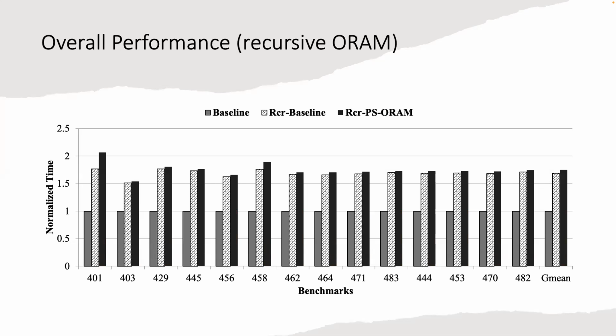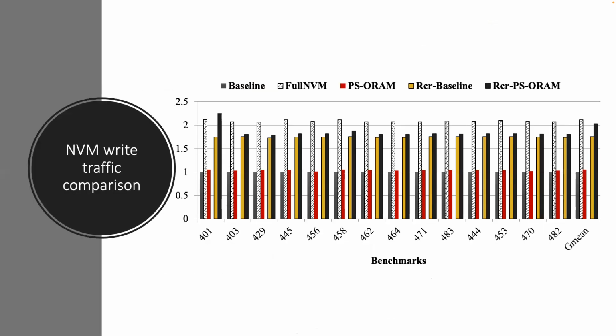We also implement and evaluate the recursive ORAM design options, and recursive ORAM is intrinsically more expensive. Here, the first line, the baseline, represents non-recursive ORAM. So it is intrinsically more expensive, and by adding the crash consistency support, we only introduce 3.65% performance overhead. The additional write traffic of PS-ORAM comes from the persistent write operations for the temporary position map entries. As in this figure, compared to the ORAM baseline, the added writes are very minimal as well.